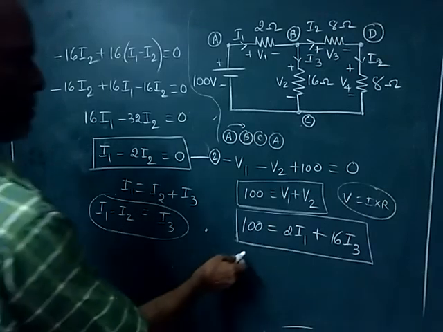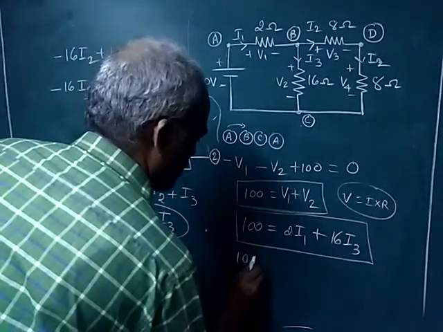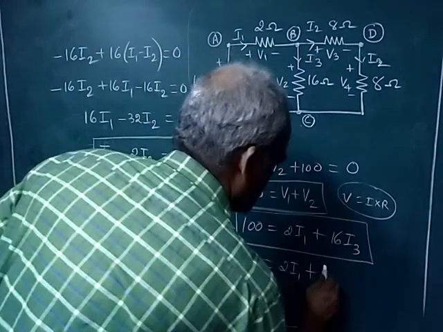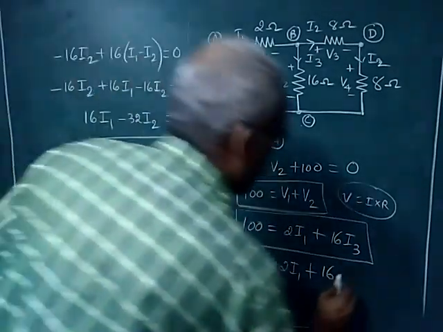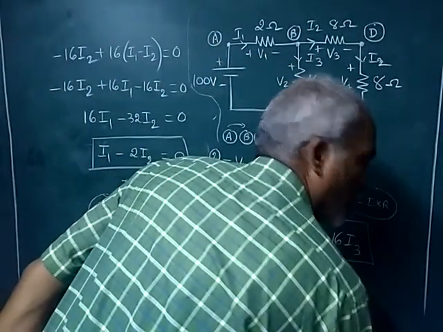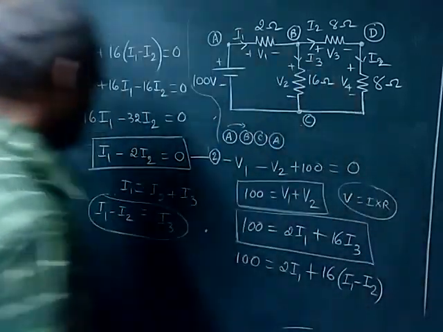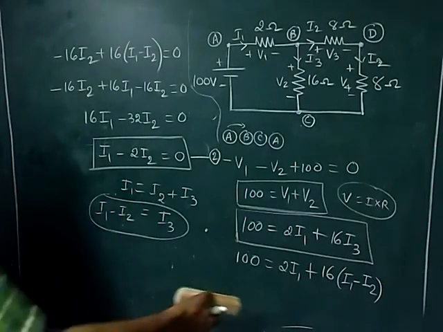Now we will come here. Here 100 equal to 2 I1 plus 16 I3. I3 value we know, I1 minus I2. I1 minus I2. Okay, so what will happen to this equation?